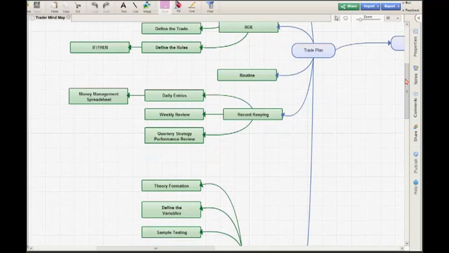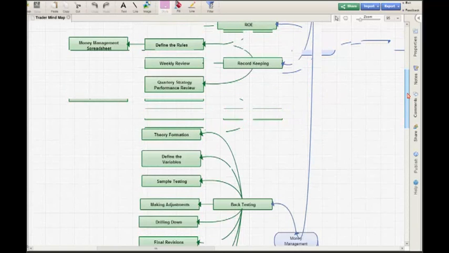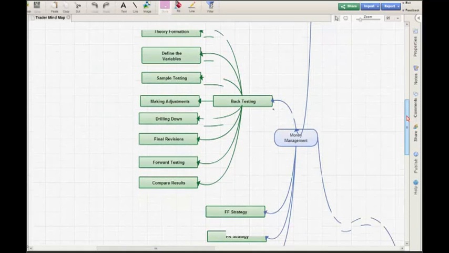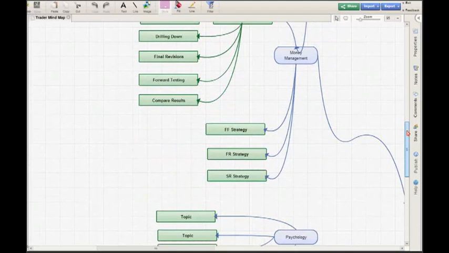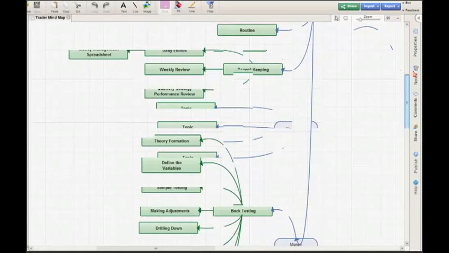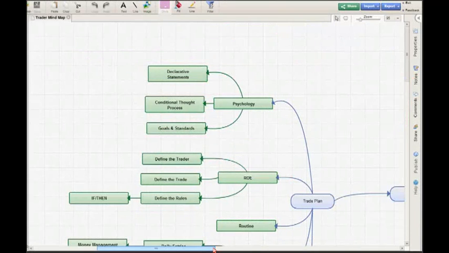And then into record keeping. We talk about daily, weekly, and quarterly strategy performance, and then also money management would technically fall under the record keeping as well. And then under money management, you've got a whole list of stuff in the back testing as well as the different money management strategies, and then some stuff on psychology that I didn't actually finish out on this particular one.